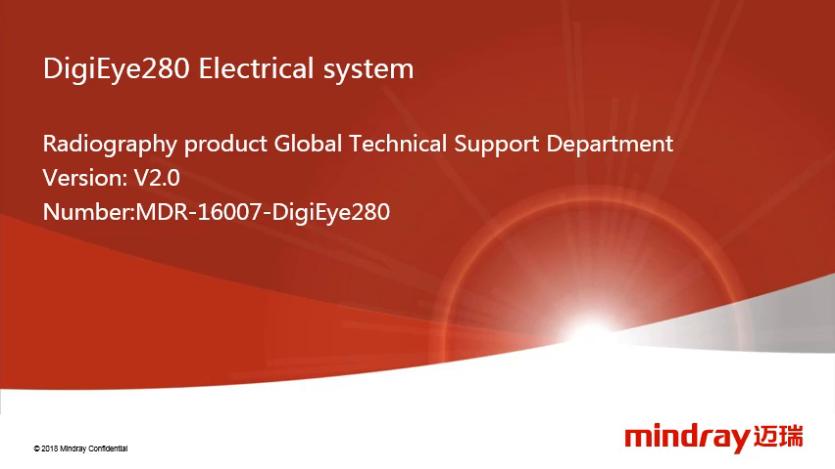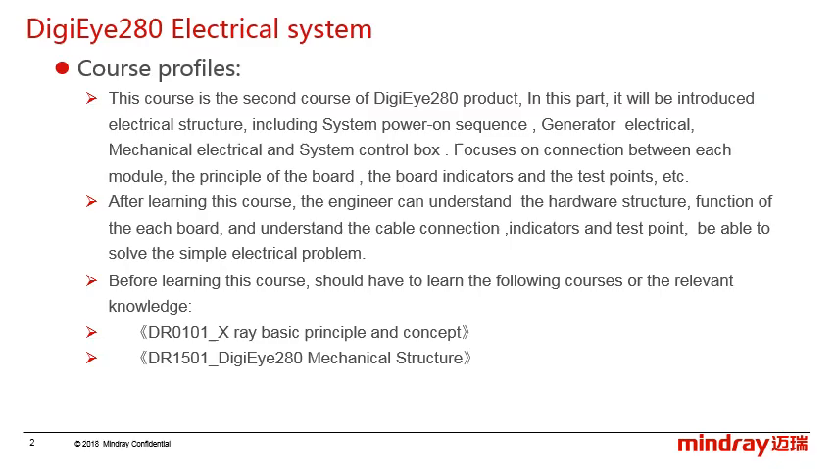This course is about the electrical system of the DigiEye280, and it is the second specialized course of DigiEye280. In this course, we will learn the electrical structure, including the system power on sequence, the generator electrical, mechanical electrical, and the system control box.